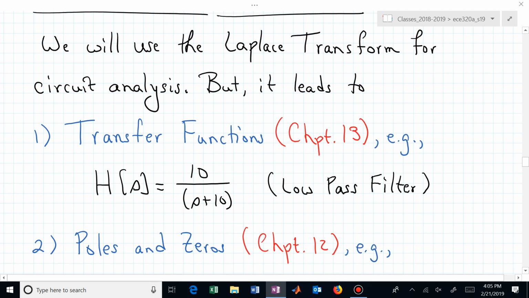We also will use the Laplace transform throughout this course, so you can't just learn it and forget it. You have to learn it and remember it and be able to use it for the duration of the class.